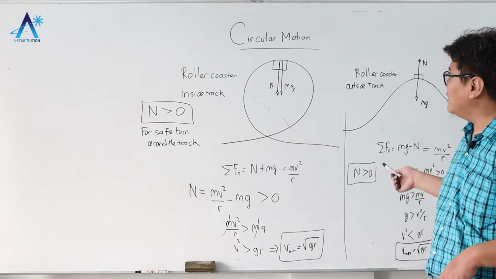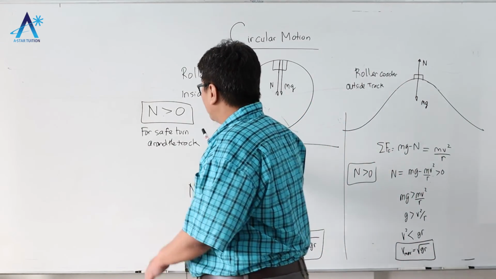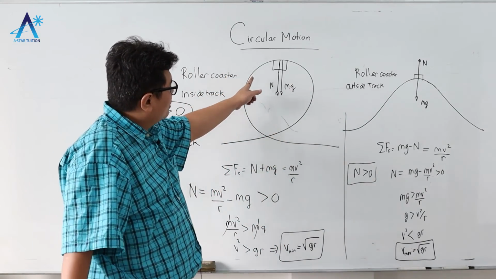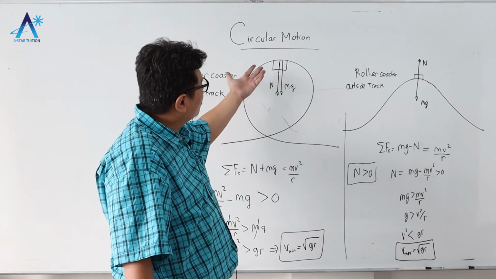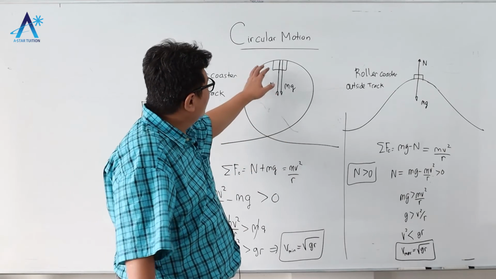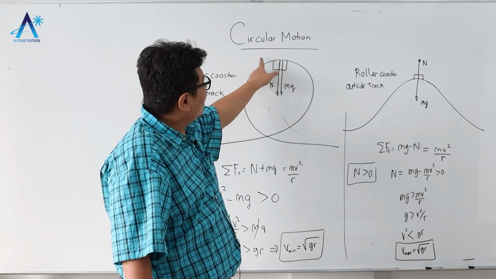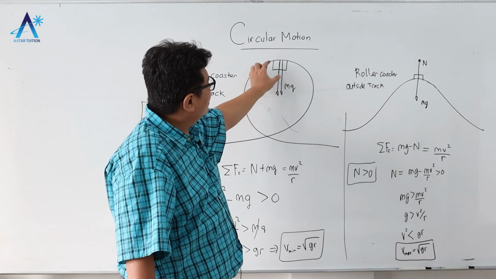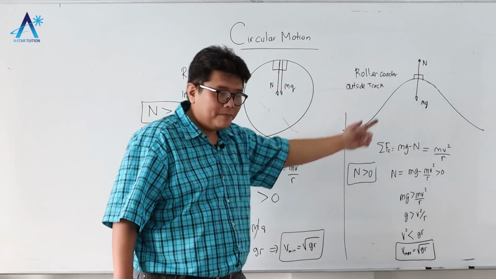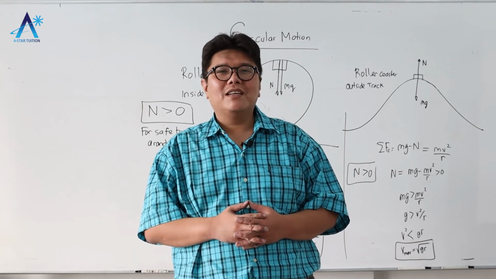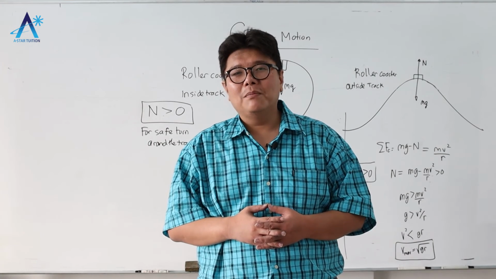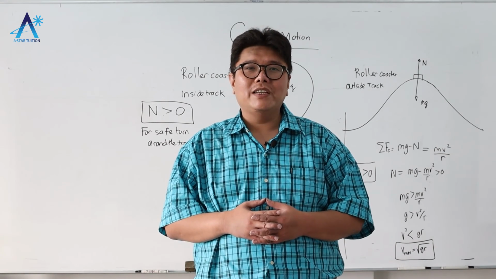So I hope you understand this scenario in which you have two different situations where the car of the roller coaster is traveling at the highest position. One is in the track but inside, and the other one is outside. So that's it for our discussion regarding circular motion. We will continue the discussion about circular motion in the context of gravitational field.